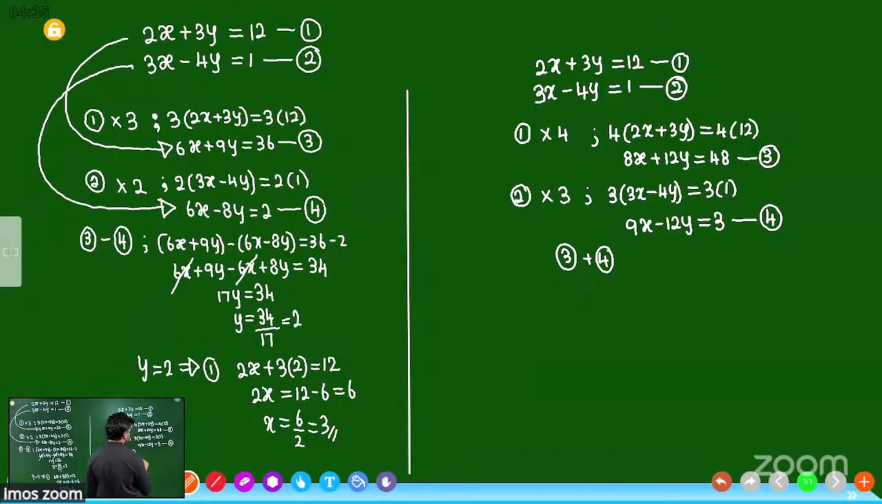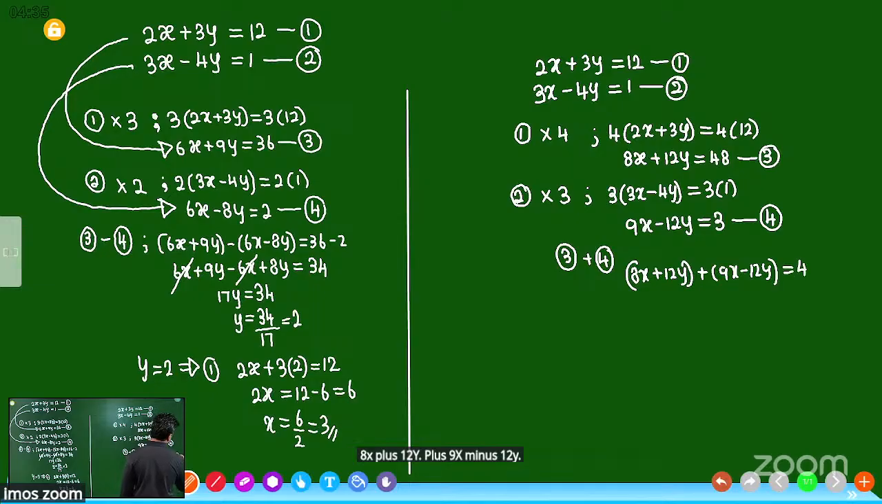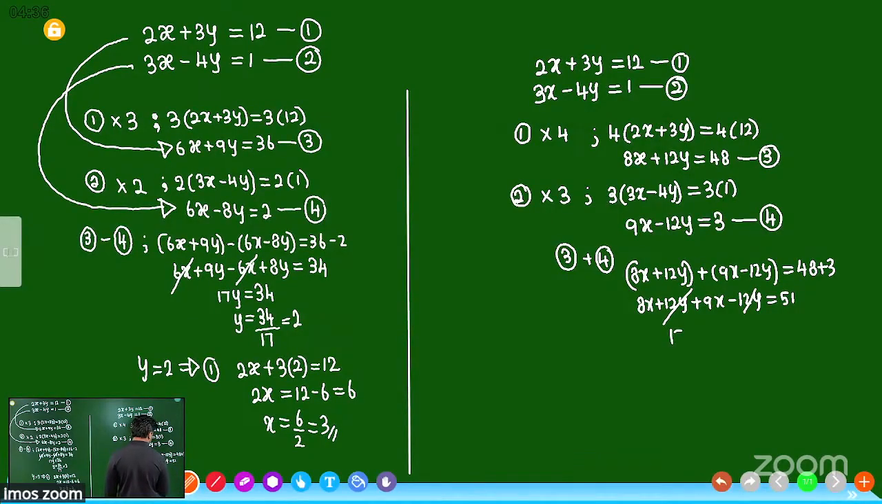After adding, they cancel out. 8x plus 12y, plus 9x minus 12y, and 48 plus 3. Now, 17x is equal to 51.